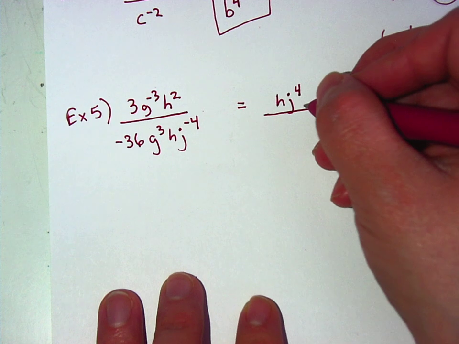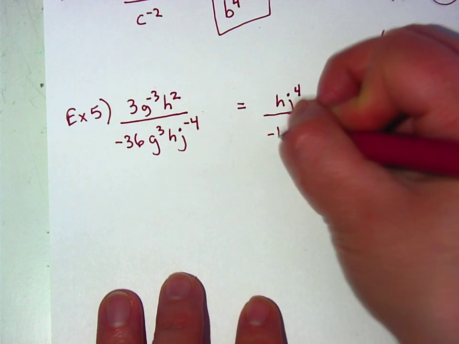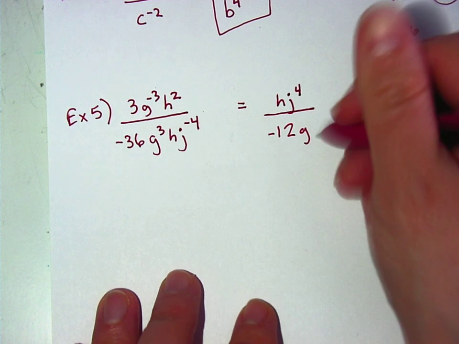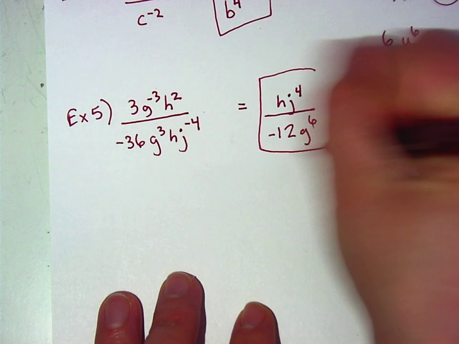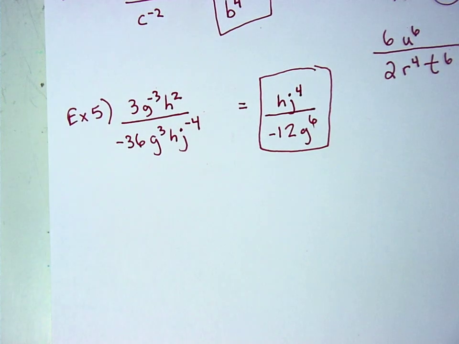Sure. H J to the 4th over negative 12 G to the 6th. This is the right answer for this one. All right, try it with your partner right now.